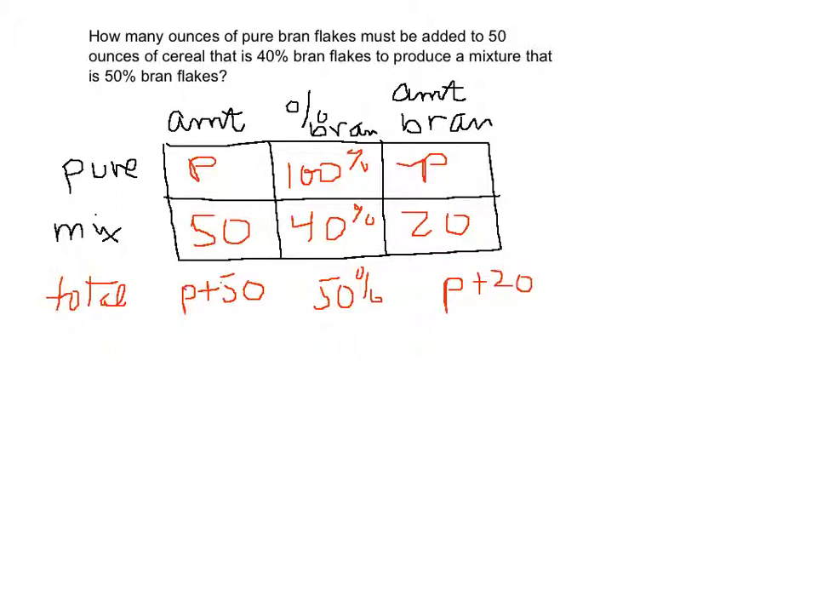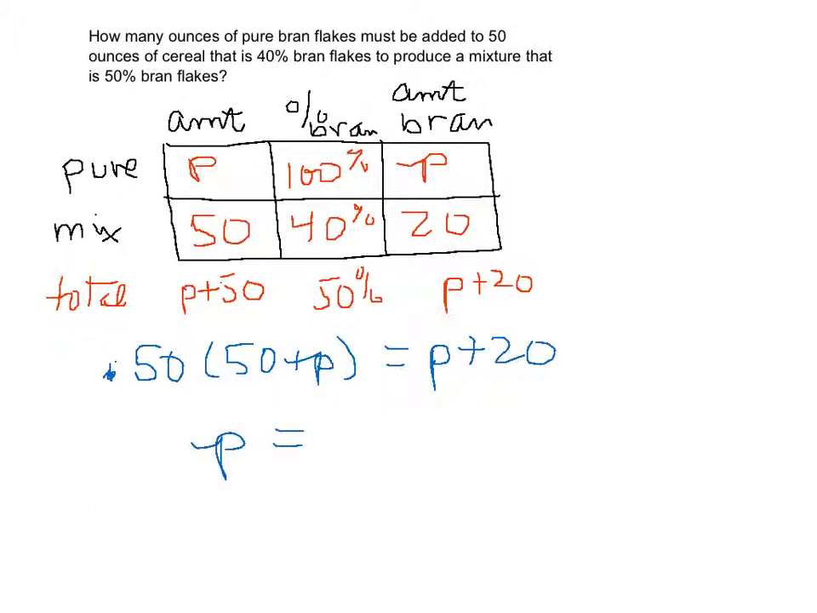So think about this. If we have this much, which is 50% bran, and the amount of bran is this, well, do you see what the equation is? 50% of 50 plus P must equal P plus 20. And once again, I'll let you do all the legwork on this, but you should come down and find out that P comes out to be 10. Don't forget, always answer in a full sentence.